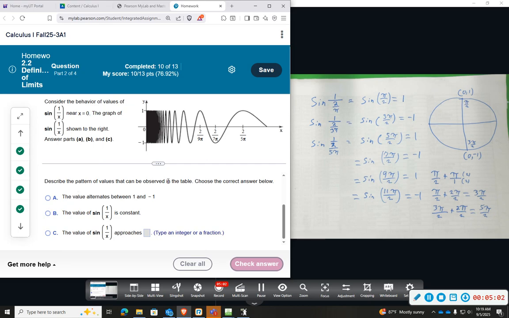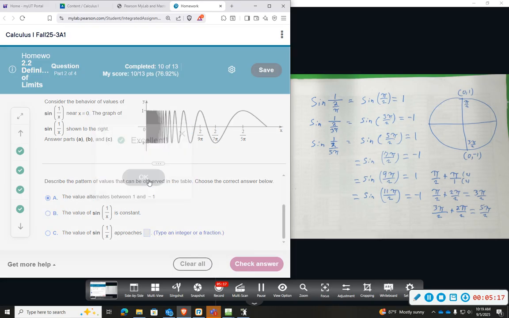And then it says describe the pattern. So the values alternate between 1 and -1. It's consistent, or it approaches something. Right now they're alternating between 1 and -1, and as we get closer and closer to 0, it just keeps doing that more and more, faster and faster.